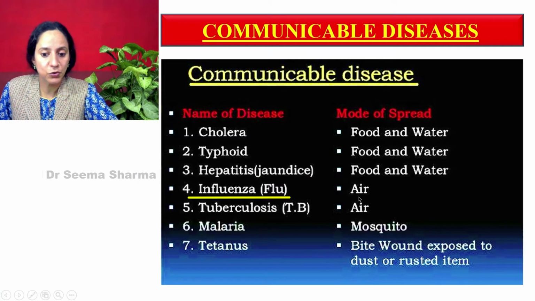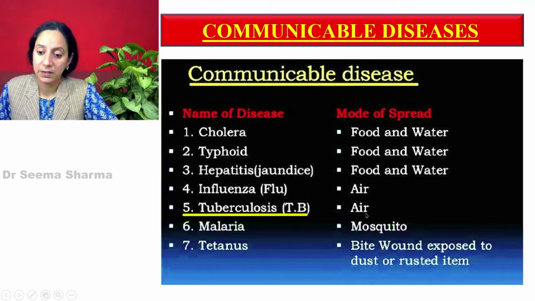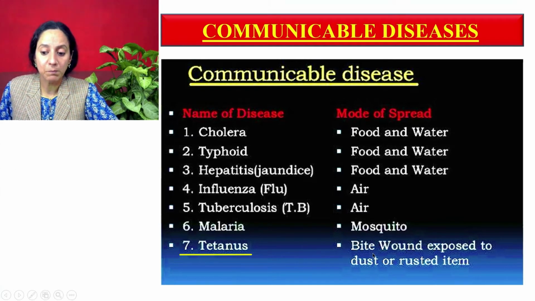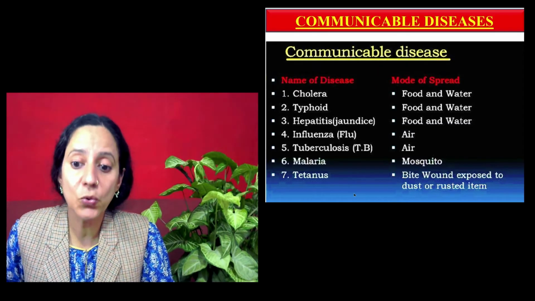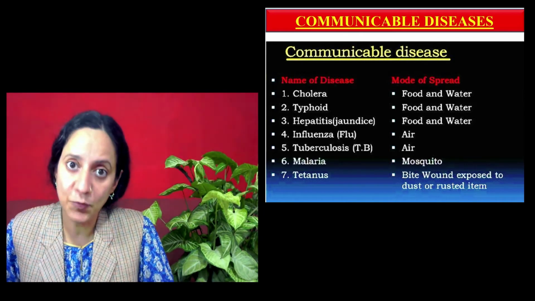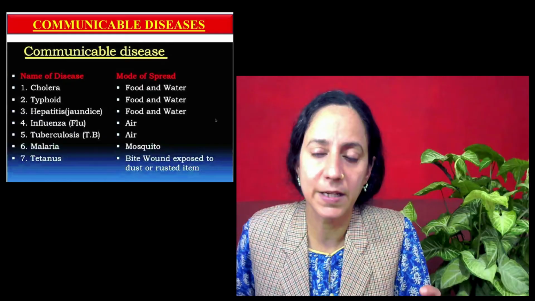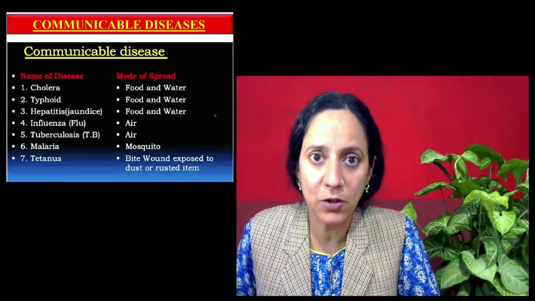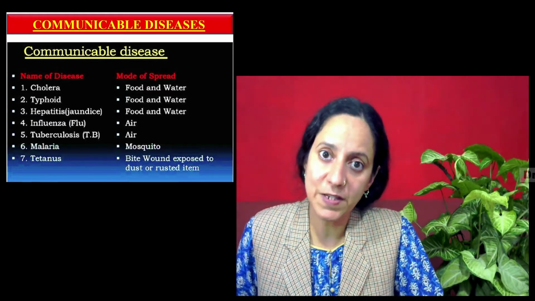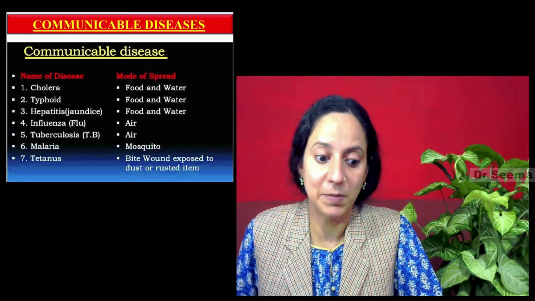Influenza or flu, through air. Tuberculosis or TB, spreading through air. Malaria through female mosquito Anopheles. Tetanus through bite wounds exposed to dust or rusted items. So these are a few examples of communicable diseases and their mode of spread from an infected person to a healthy person. So now you know about harmful microscopic organisms, their mode of spread and the diseases they are causing in human beings, plants and animals.